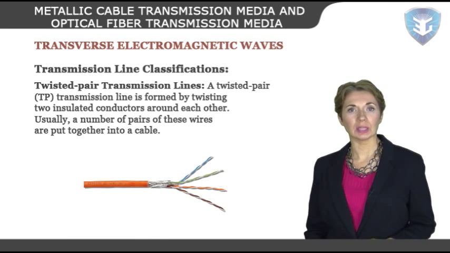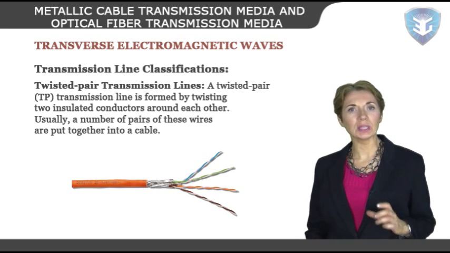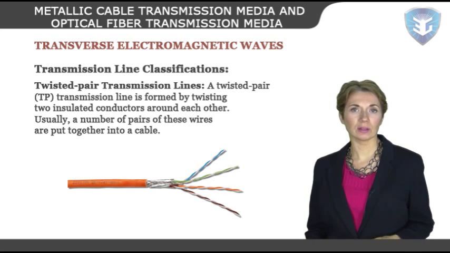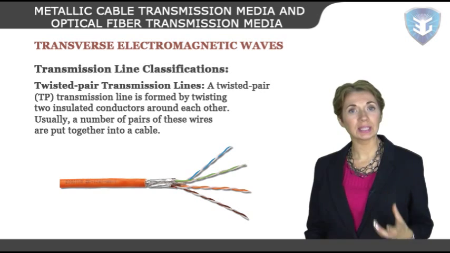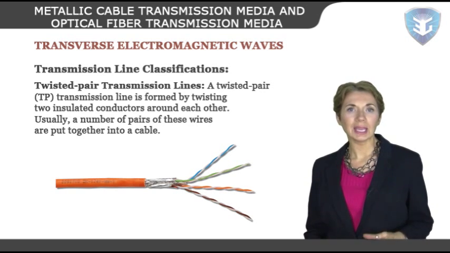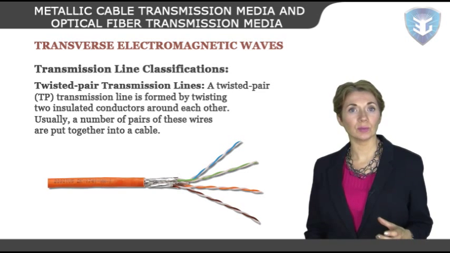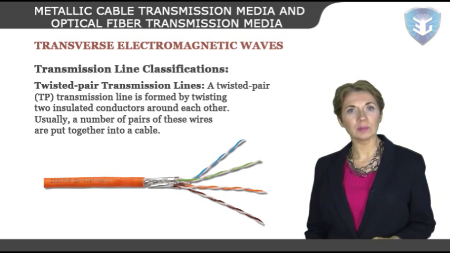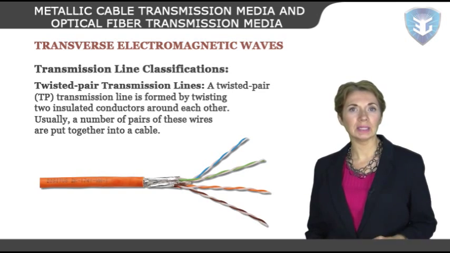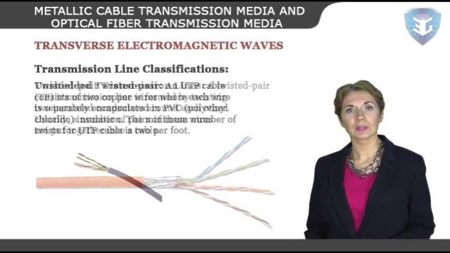Twisted pair transmission lines. A twisted pair, or TP, transmission line is formed by twisting two insulated conductors around each other. Usually, a number of pairs of these wires are put together into a cable. The cable may contain more than 100 pairs of wires for long-distance communications. Twisted pair wires are the most common media in a telephone network.